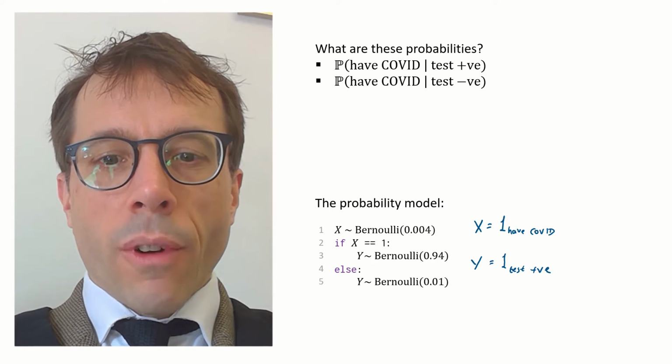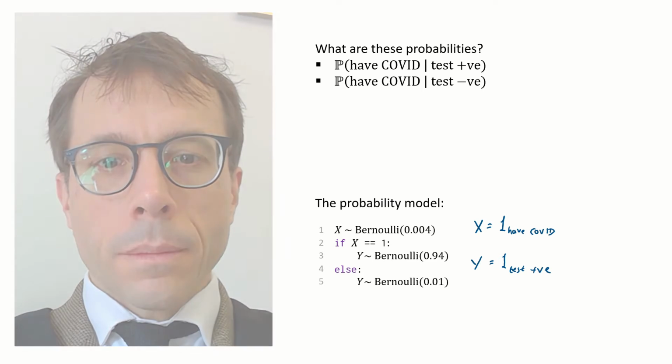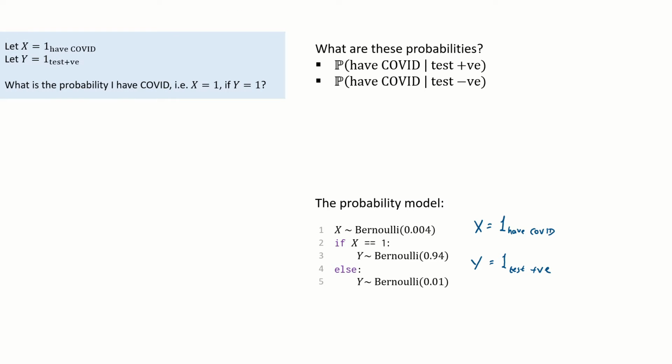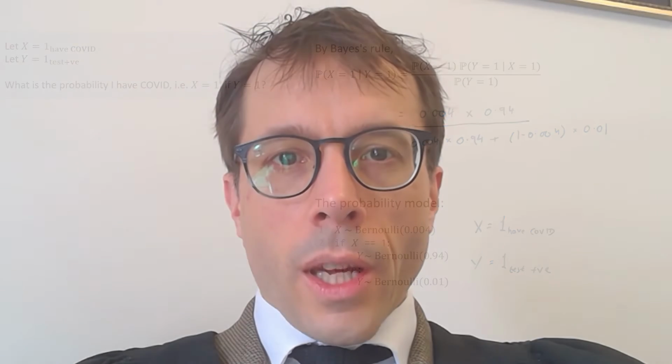Now, let's rephrase our question in terms of these random variables x and y. The first question is asking for the probability I have COVID, i.e. that x equals 1, conditional on seeing y equals 1. Bayes' rule tells us a formula for this probability, and we can read off the numbers we need here from the probability model. Okay, so that's Bayes' rule for a very simple probability model with 2 binary random variables.